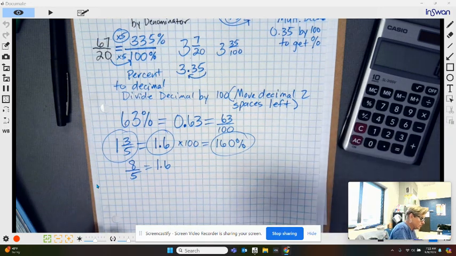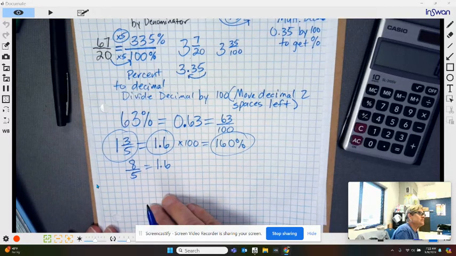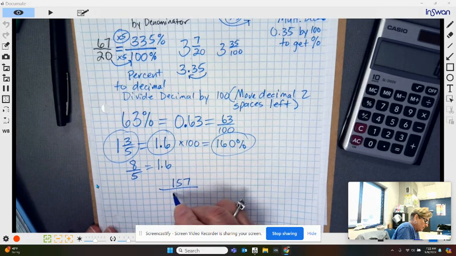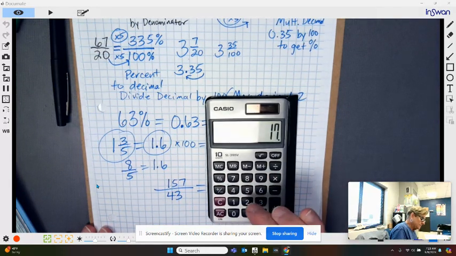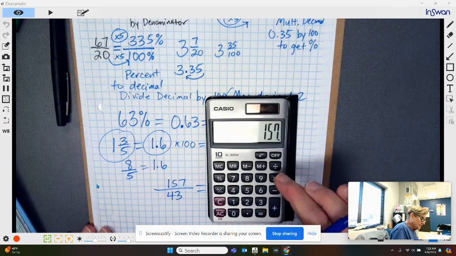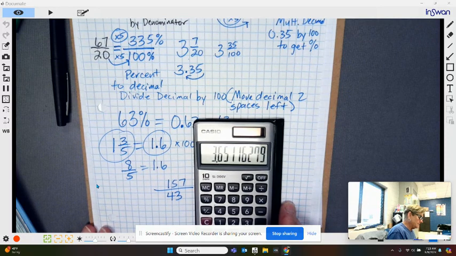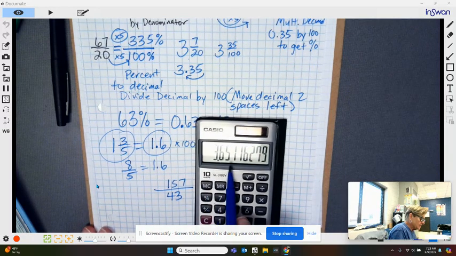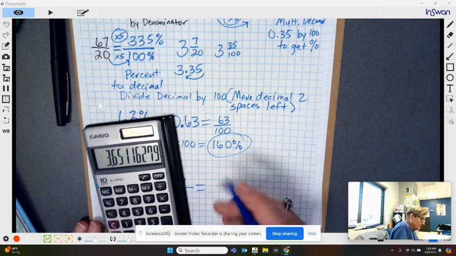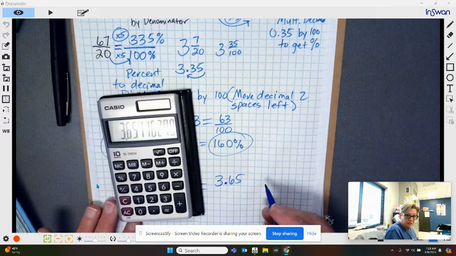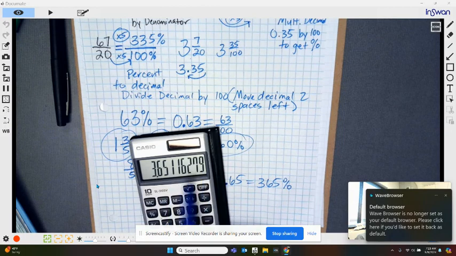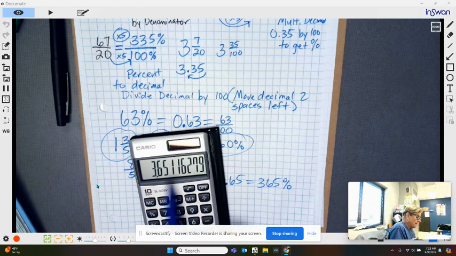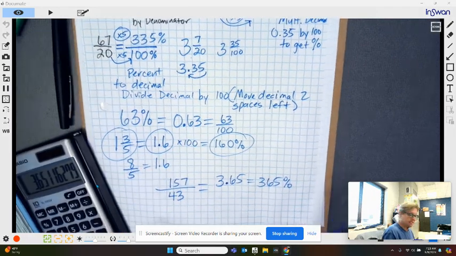If I have something that looks totally weird, like 157 over 43, this is going to be a crazy looking decimal. I would do 157 divided by 43 equals 3.651 and so on. I'm going to look to the nearest hundredths and round that, and that would be a decimal 3.65. As a percent, it's going to be 365%. If you think about how we're going out tenths, hundredths, thousandths, ten thousandths, usually I'll round to the hundredths or the thousandths place, but that gives me 365% right there.